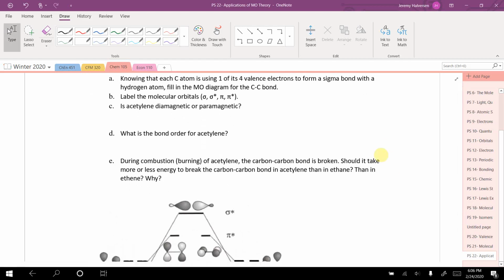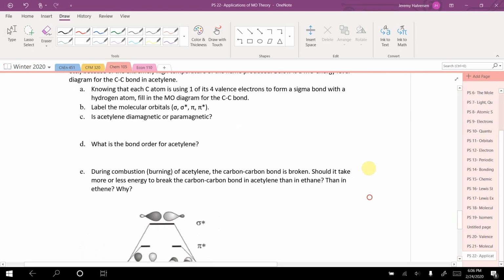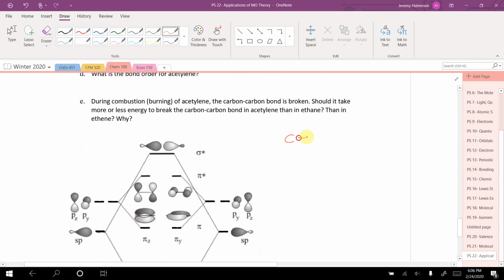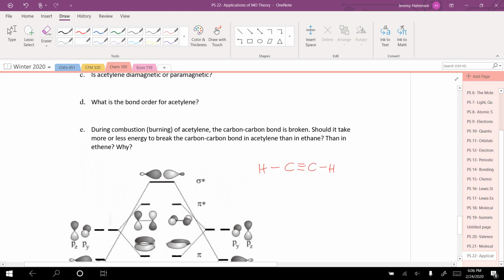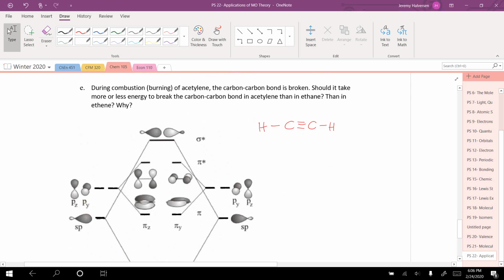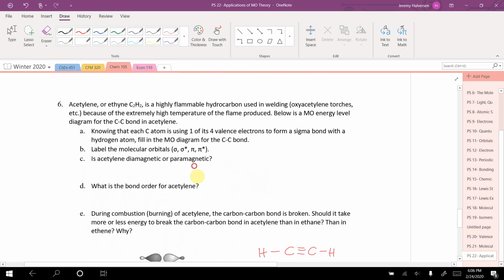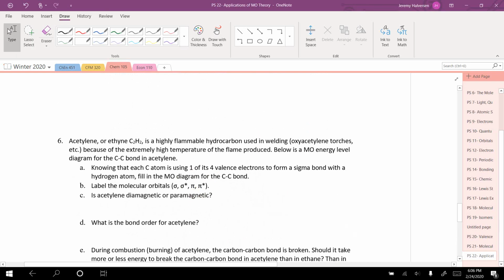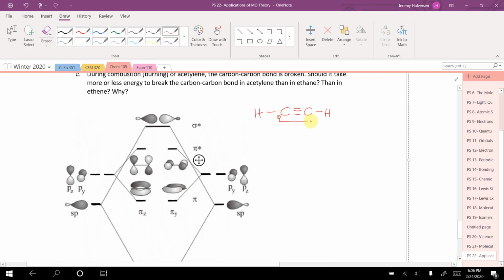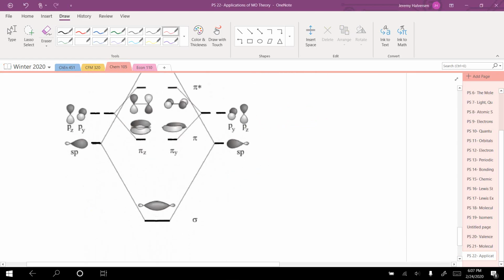Okay, kind of confusing here. Let's draw a picture of acetylene, C2H2. It looks like this. Okay, so what's confusing about this problem is we are not doing the MO diagram for acetylene. We're doing the MO diagram for the CC bond in acetylene, just this part. So these are each carbon here, the atomic orbitals for carbon.